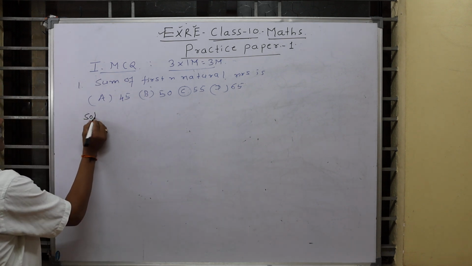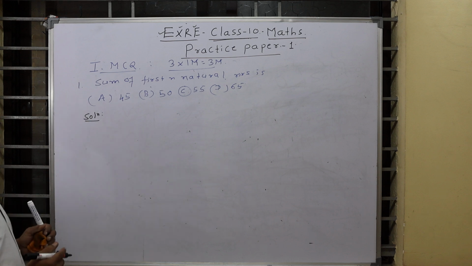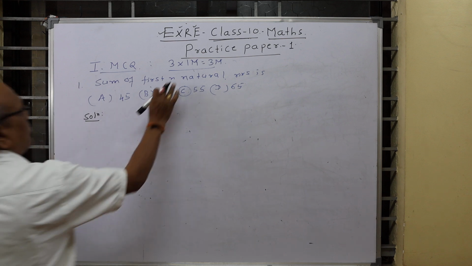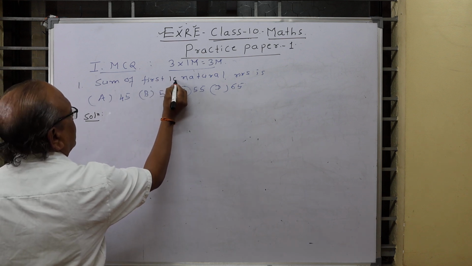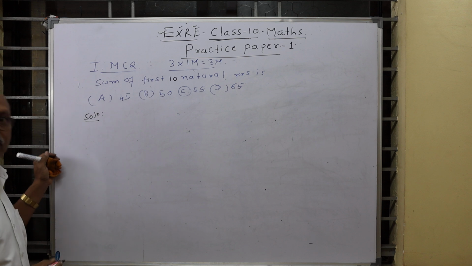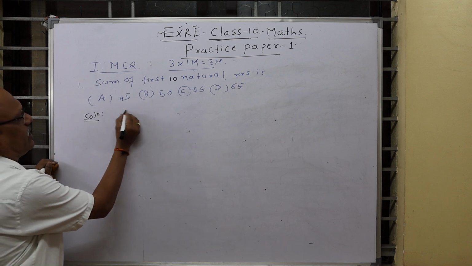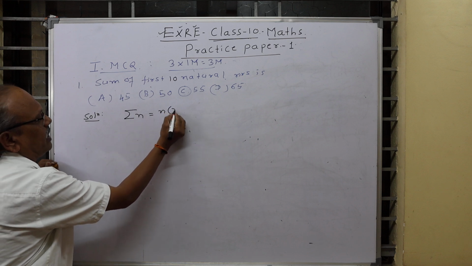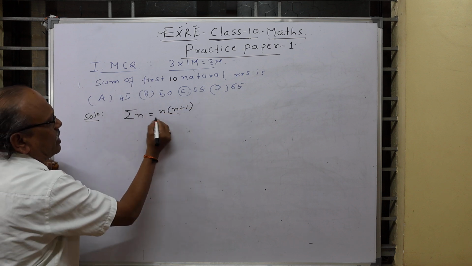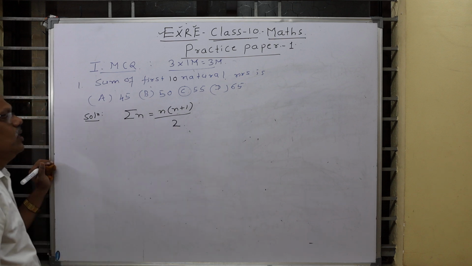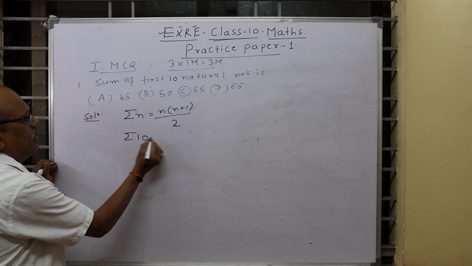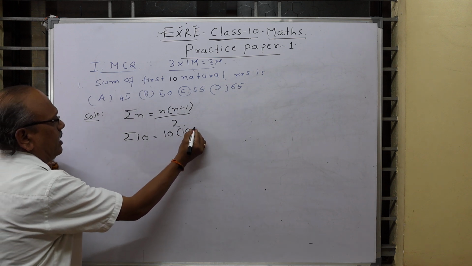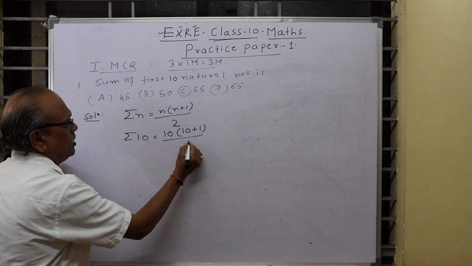What is the solution? Let us discuss. Sum of first 10 natural numbers. What is the formula to find out the first 10 natural numbers? Just now we noted sigma n is equal to n into n plus 1 upon 2. What is n in this case? 10. Sigma 10 is equal to 10 into bracket 10 plus 1 upon 2.